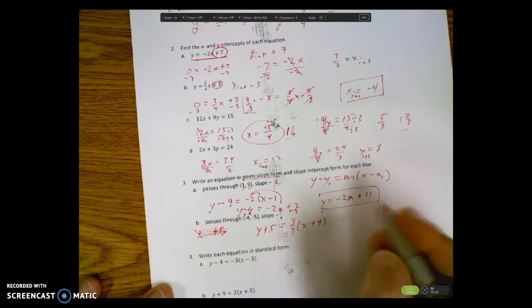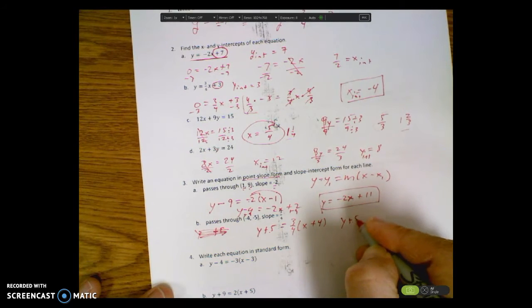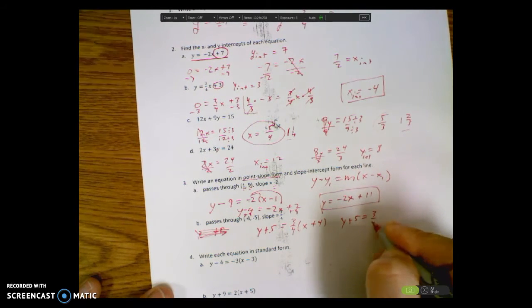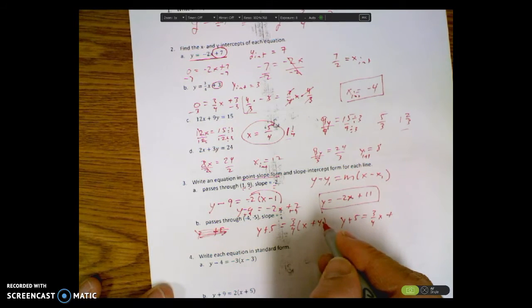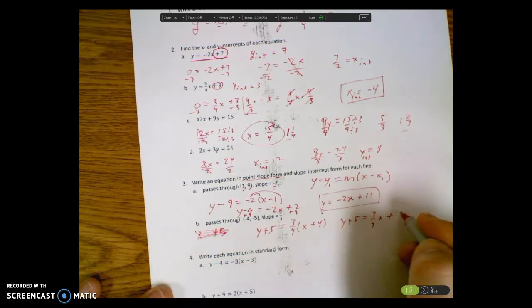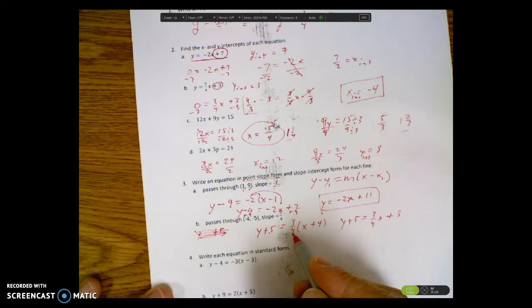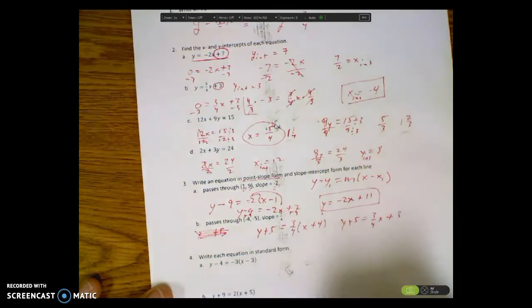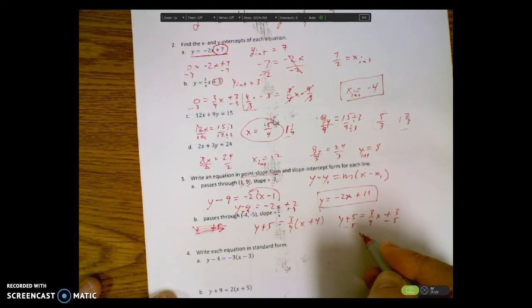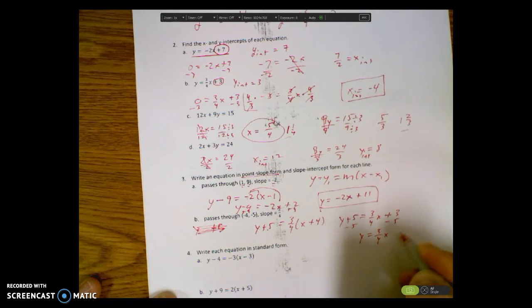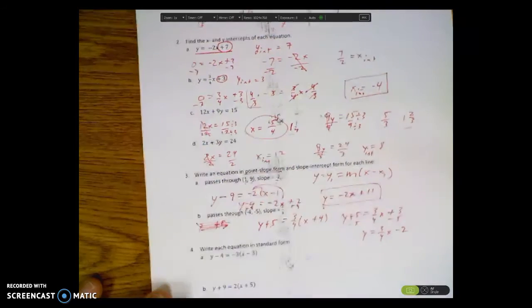I'm going to distribute. That's going to give me y plus 5 equals 3/4 x, and then plus 3 times 4 is 12, and 12 divided by 4 is 3, or 4 divided by 4 is 1, and 1 times 3 is 3. So either way, it works out nice. I subtract 5, and I get y equals 3/4 x minus 2.